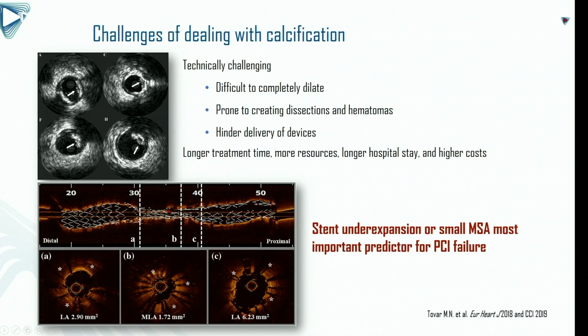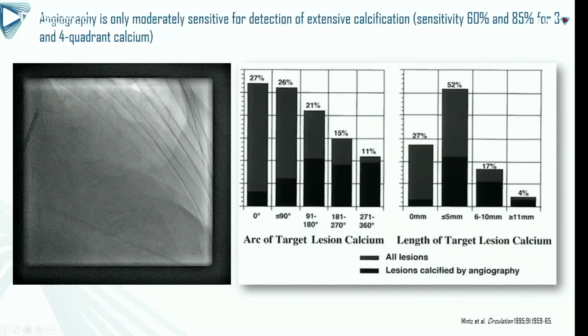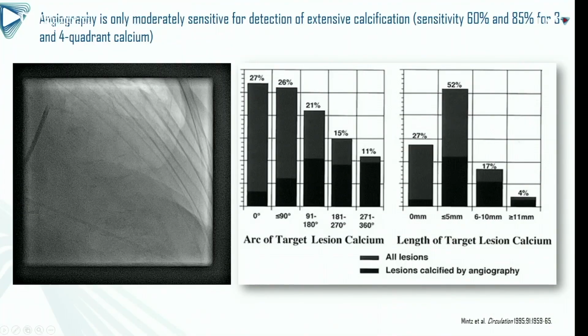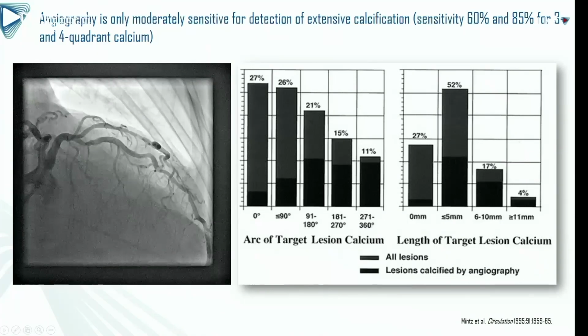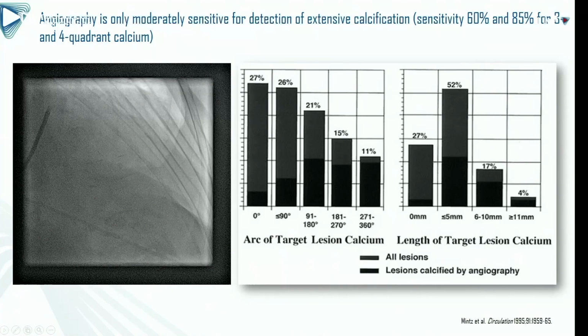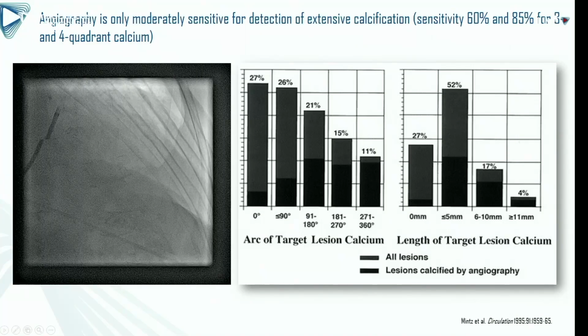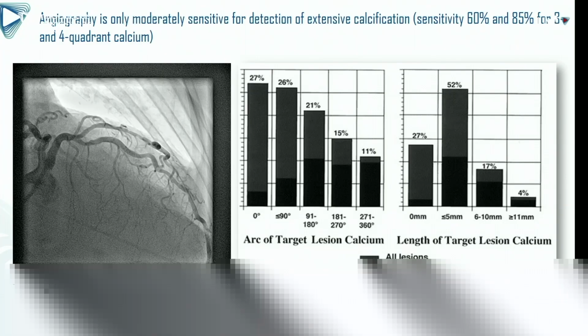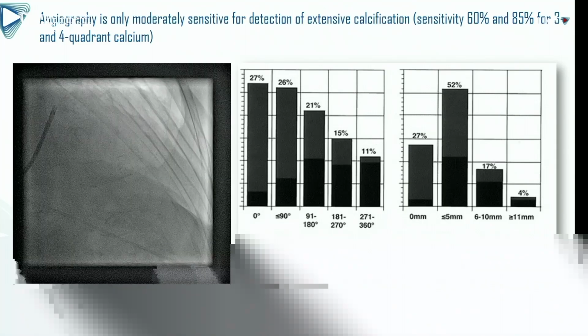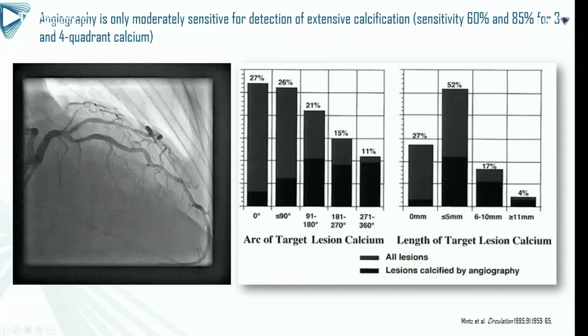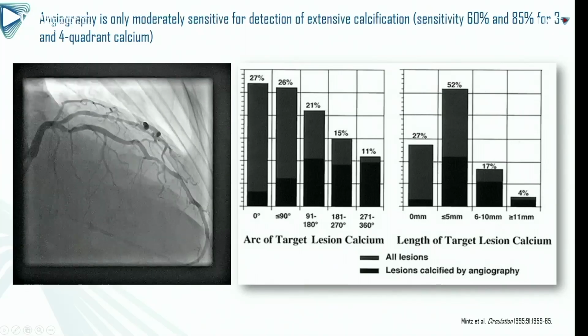Please recognize and remember this within this talk: stent underexpansion, or small minimal stent area, has been shown very consistently to be the most important predictor of PCI failure in the short and longer term. The issue with calcium is that it is angiographically only very poorly visible in many cases, since angiography is only moderately sensitive for the detection of extensive calcifications, with a sensitivity of 60 to 85% for 3 and 4 quadrant calcifications, as described by Gary Mintz many years ago in Circulation.